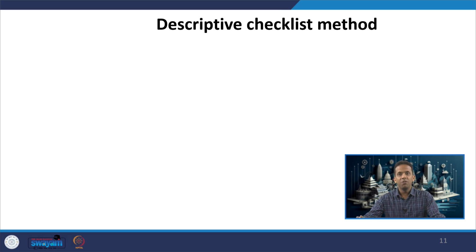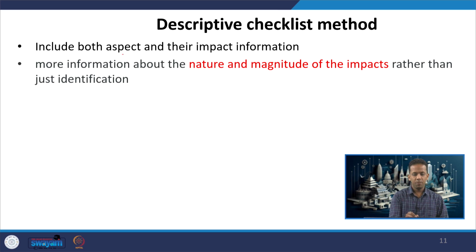Now, the descriptive checklist method, it includes both aspect and their impact information. So, it gives some additional information about each impact or activity that we list down in the simple checklist. Okay. So, it gives information about nature and magnitude of impacts rather than just identifying the impacts. If we just identify the impact or identify the activity, that is a simple checklist. Once you identify the impact and write some description about it, how to measure it or how it is taking place or how it is going to affect or what parameter of soil or air will get impacted, that is additional information. So, when we provide that, the simple checklist becomes a descriptive checklist.